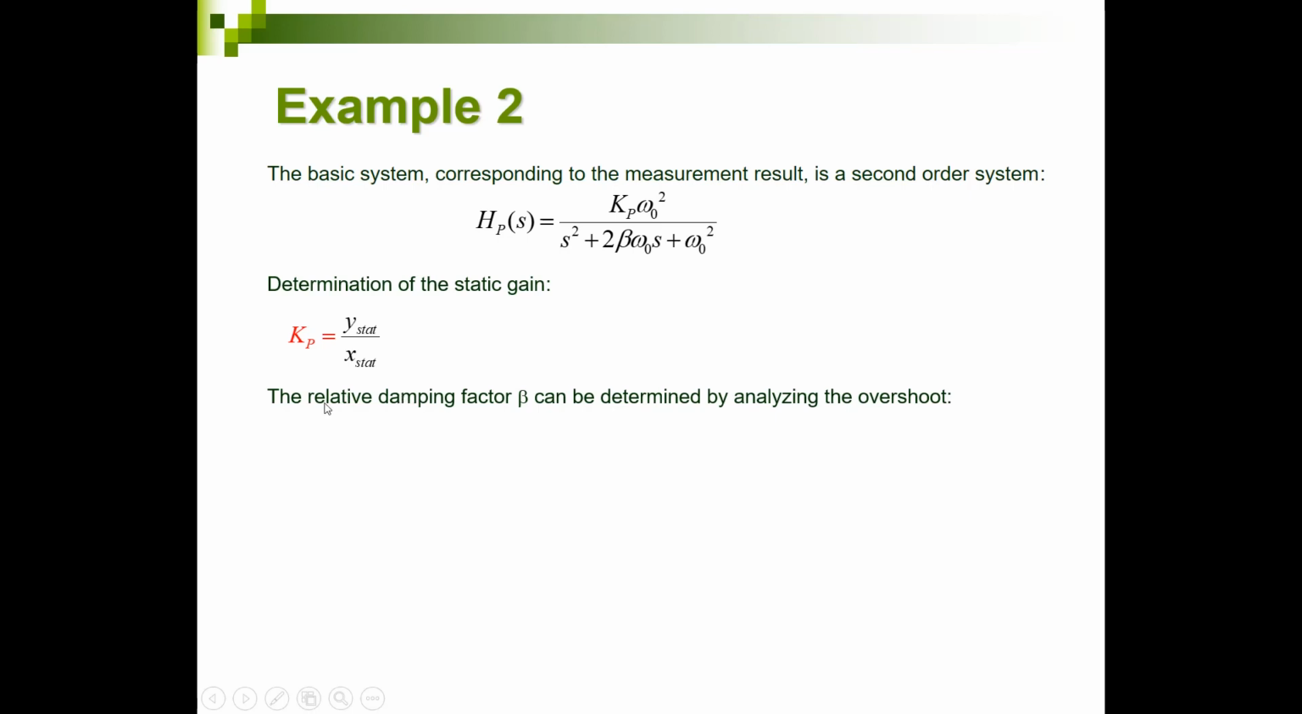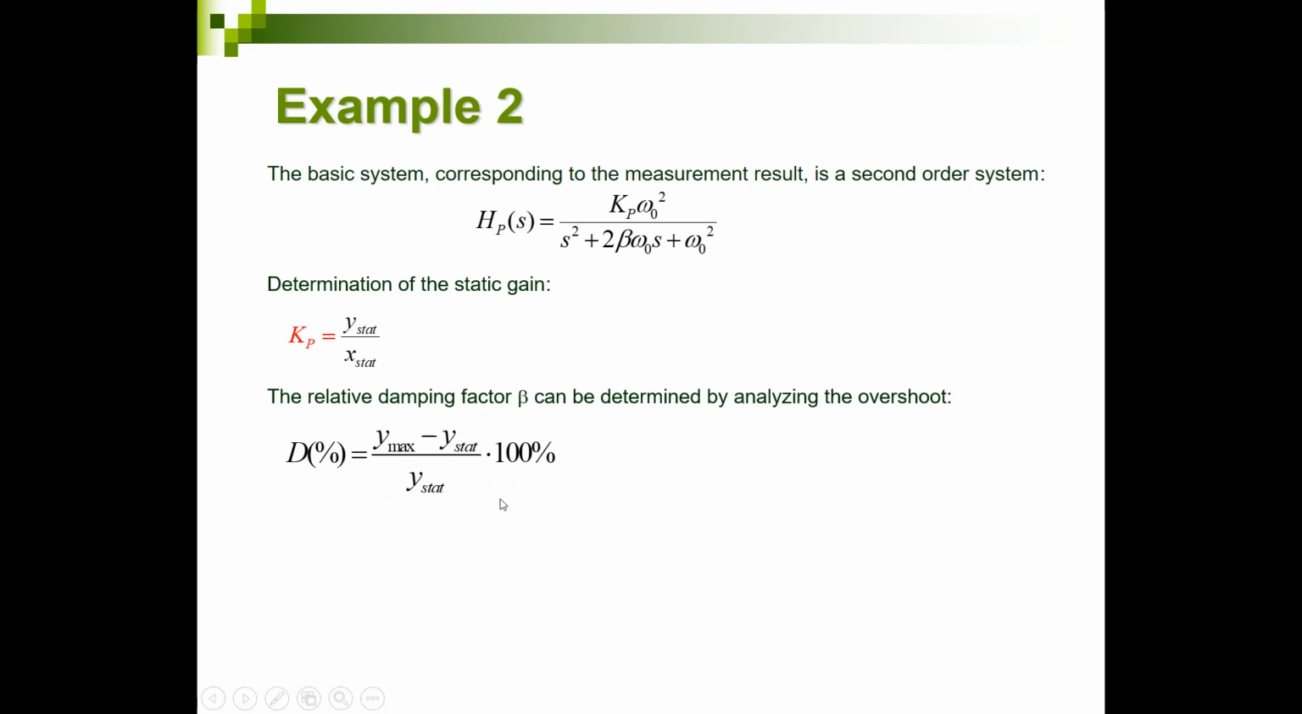We can determine the relative damping beta by looking at the overshoot. The overshoot in the system is defined as the maximum value which we measured minus the static value, divided by the static value. So that is the relative overshoot. And perhaps you measure it in percentage, then you have to multiply by 100.